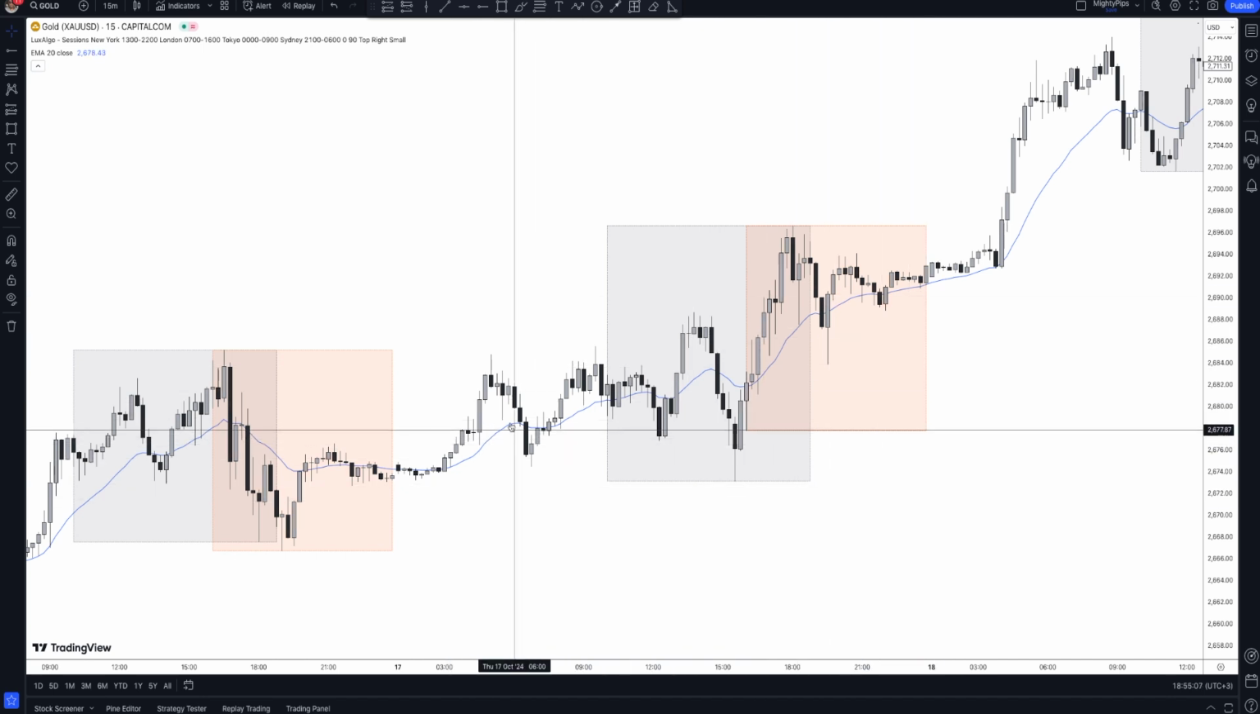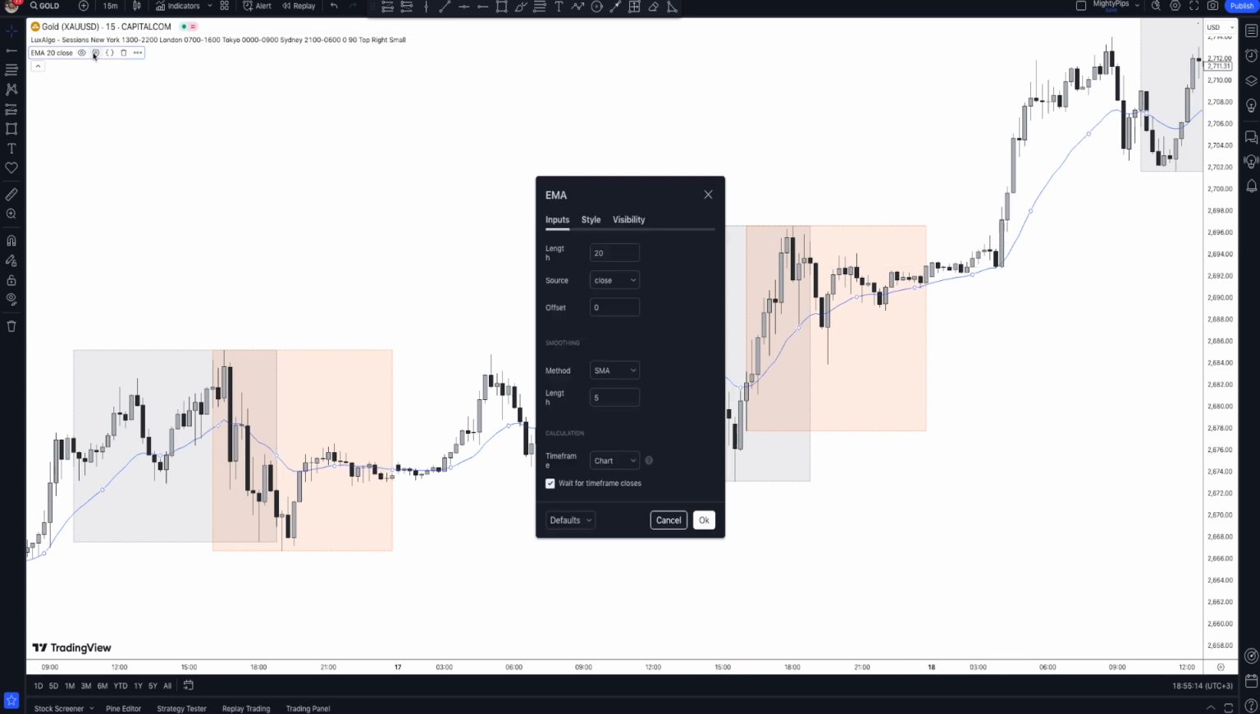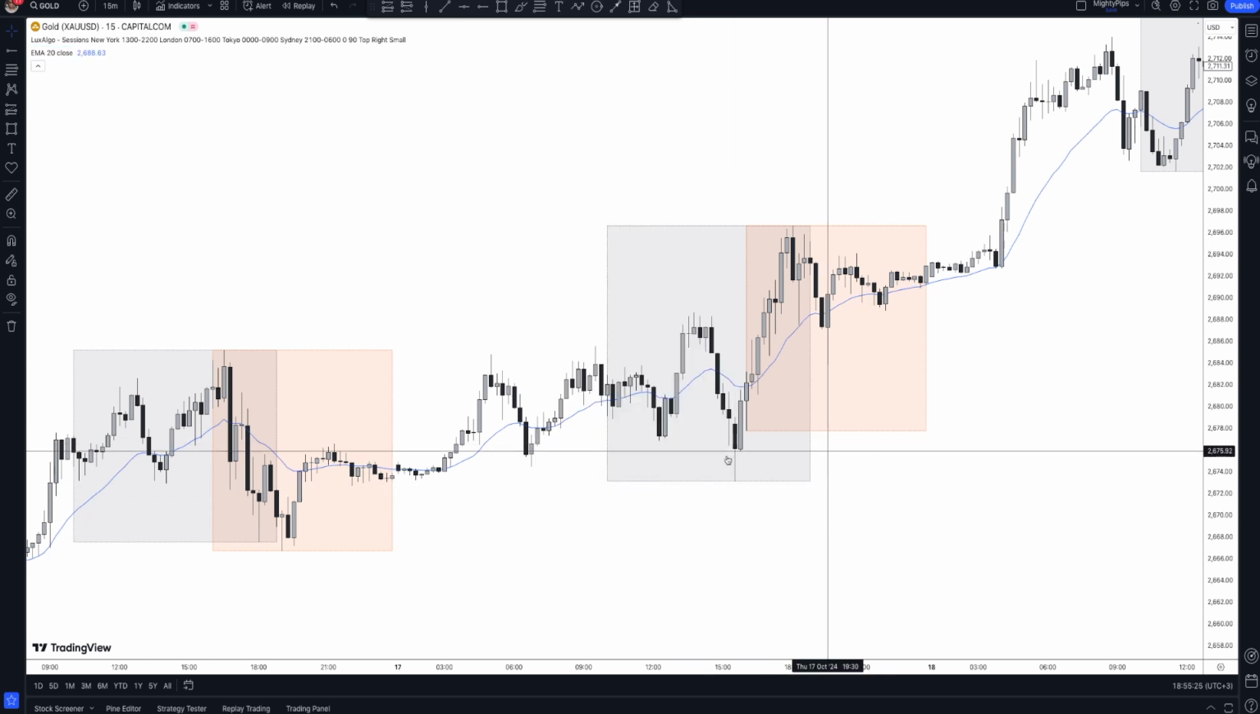So the moving average is this wave line here that you're seeing on the chart, and it is a 20 period moving average. As you can see here, it's a simple moving average. You can also use an EMA. We can change this to EMA, but even the simple one works just the same way.